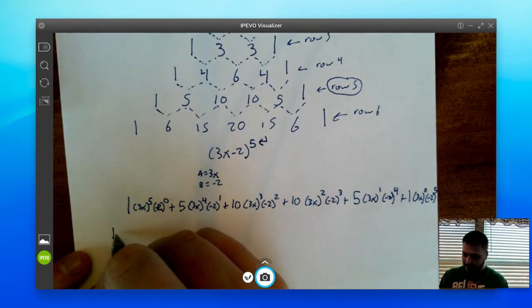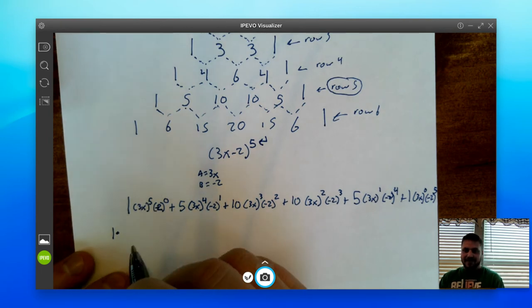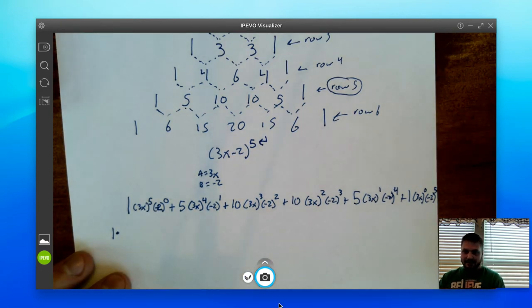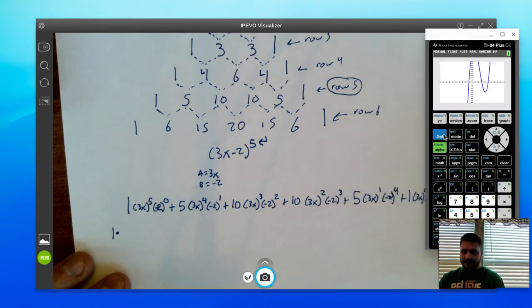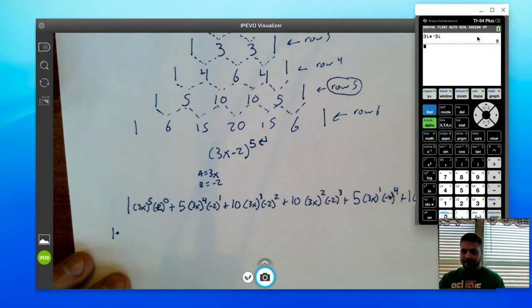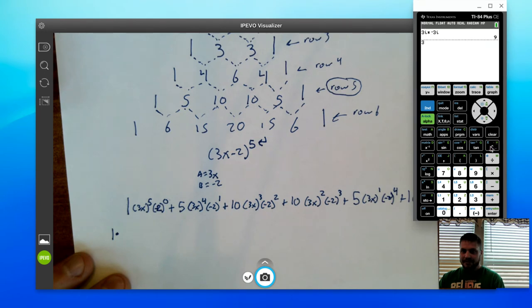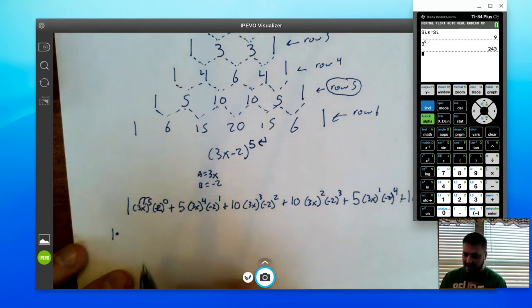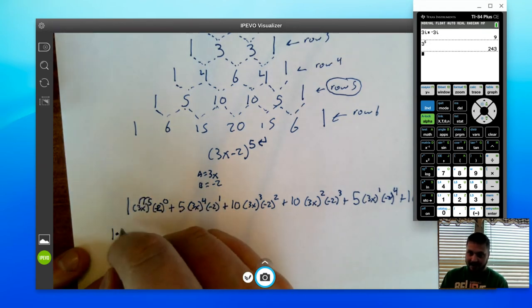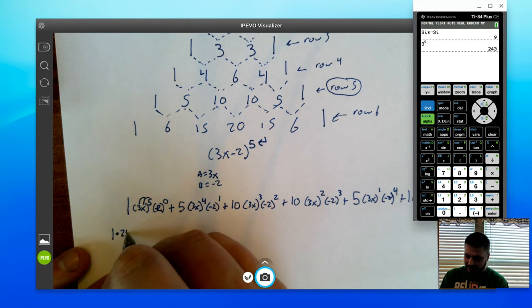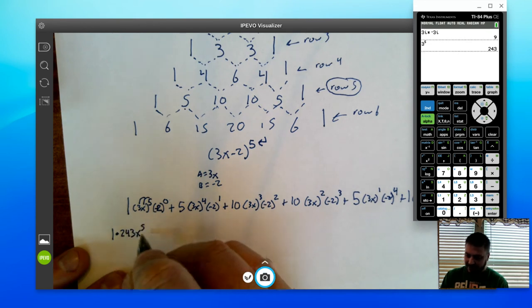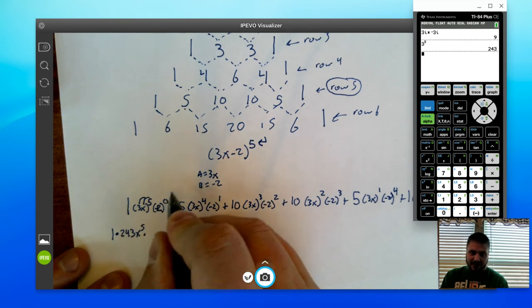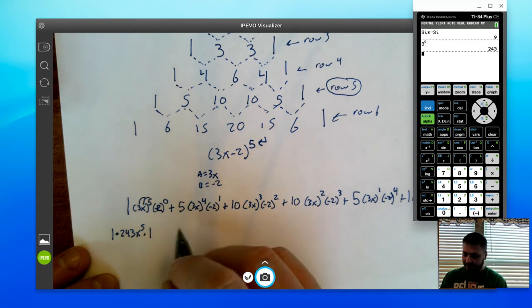I've got 1 times 3x to the 5th. What is 3 to the 5th? Let's figure that out. 3 to the 5th is 243. So I got to give this fifth to the 3 and the x. So 1 times 3 to the 5th is 243 x to the 5th times negative 2 to the 0. Anything to the 0 is 1.